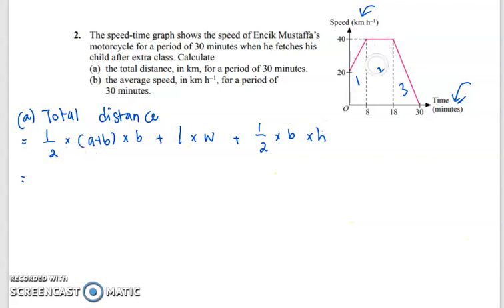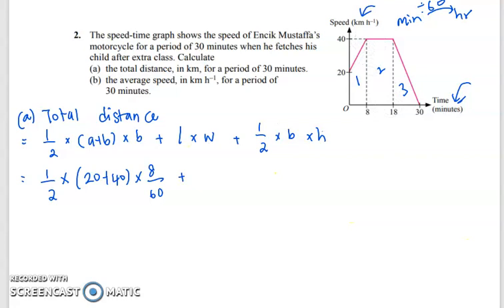So now let's substitute our formula using the values. So for the trapezium, it's 1 over 2 times parallel side is 20 and 40. So 20 plus 40 times base. So the base here is 8. And remember, since this is in minutes, we must convert it to hour. So minute change to hour is divide 60. So 8 divide 60.